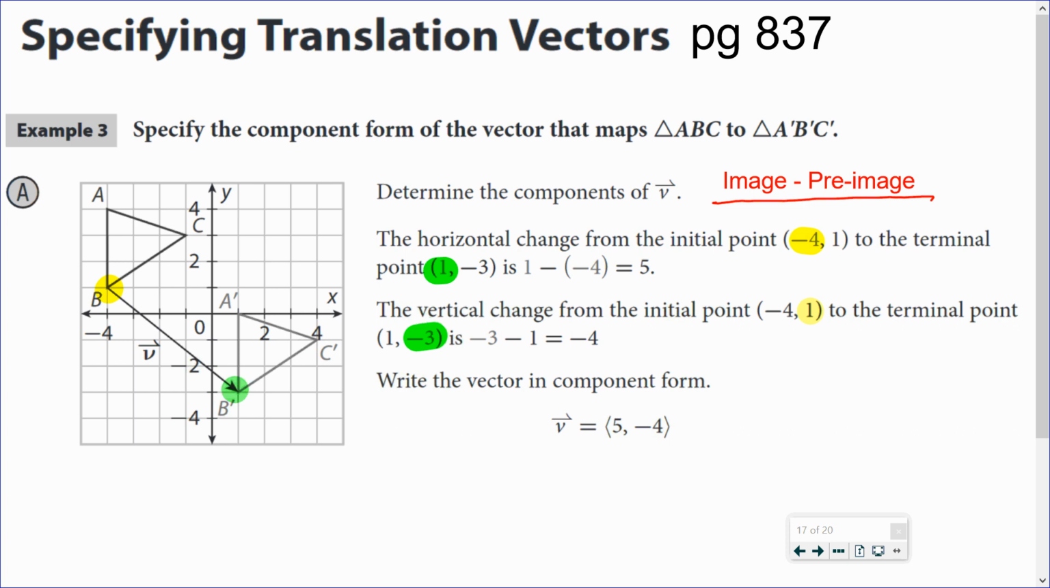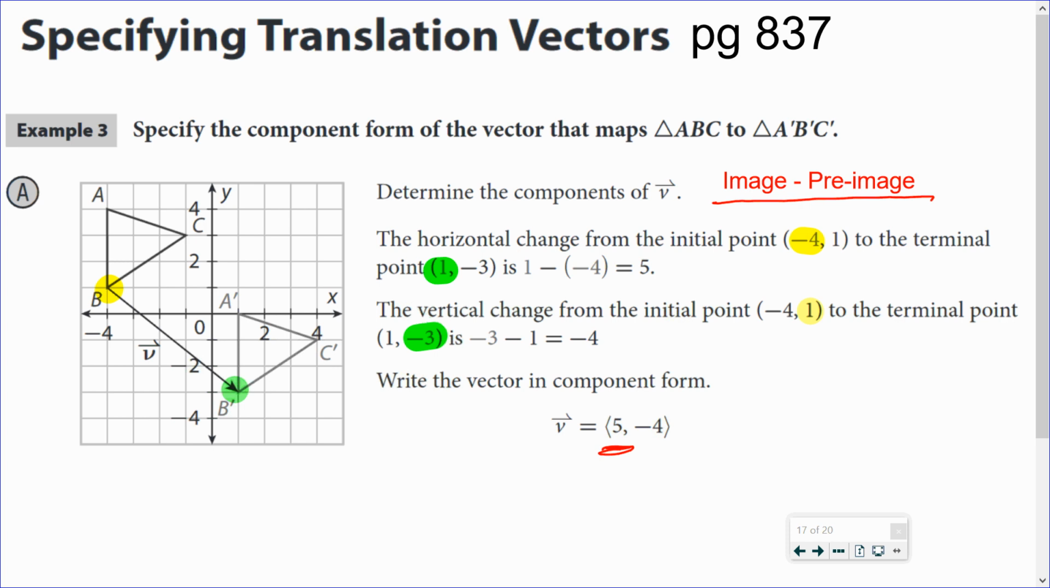We're going to start off with just finding the horizontal change. That's going to be -4 minus 1. I'm sorry, 1 minus -4. Remember, start with the image and subtract it from the pre-image. So it's going to be 1 minus a -4, and when you do that, you get 5. So that's going to be our first part of our vector, that A side.